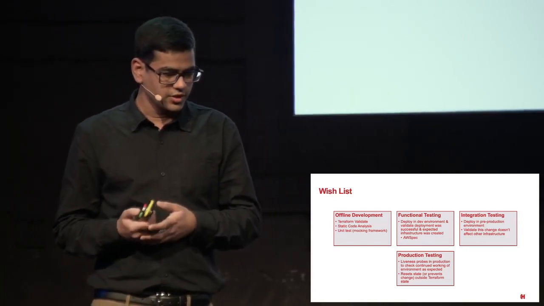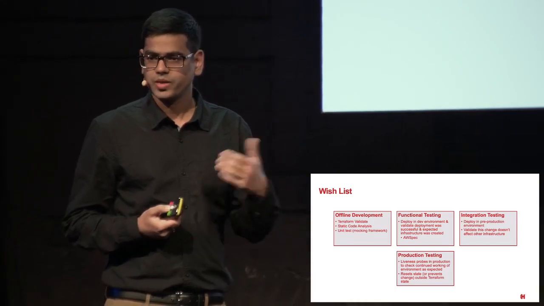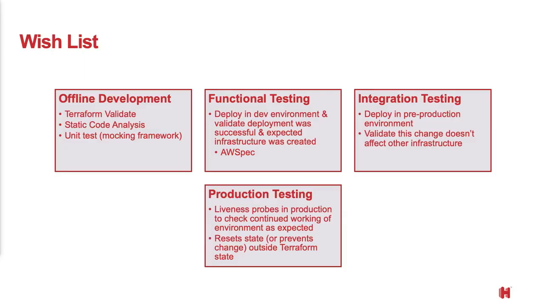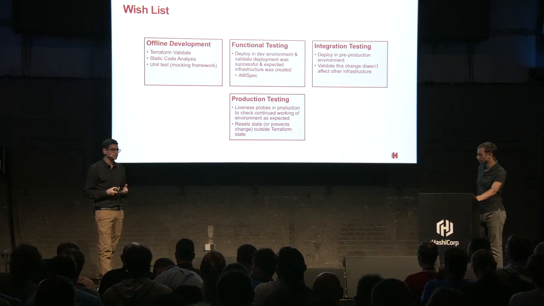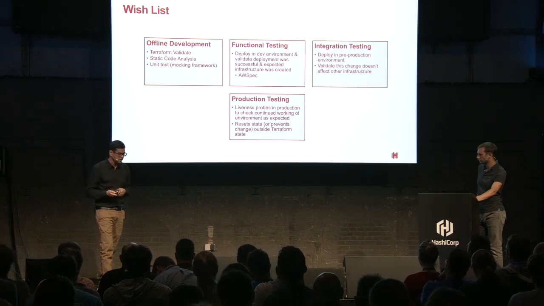Then for the functional testing, we deploy in the lab QA environment, see how the Terraform code is behaving, run some post-deployment AWS spec tests, and see the system is working as expected. In the integration testing, we deploy the incremental change in the pre-production environment and assess that the system behavior is still consistent and it's not behaving in a weird manner.